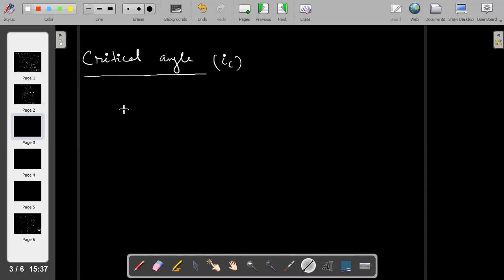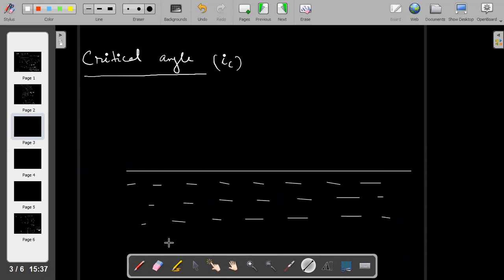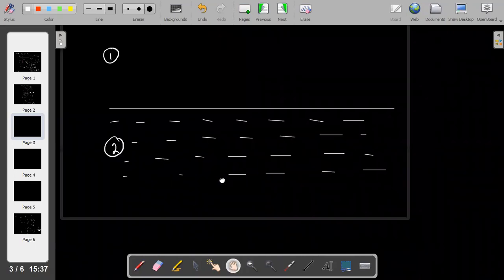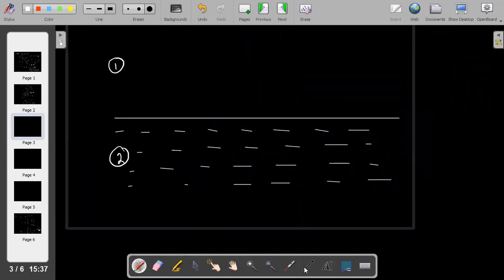ट्राई टू अंडरस्टैंड दिस। लोअर क्लास में भी पढ़े होंगे। देखो, ये दो मीडिया का इंटरफेस है। This is the denser medium and this is the rarer medium. My rarer medium is 1 and denser medium is 2. Now light is traveling from denser to rarer medium. Look here, यहीं से light जा रहा है, तो after refraction it will bend away from the normal, ऐसे जाएगा। फिर light यहीं से जाएगा, after refraction it will bend away from the normal.